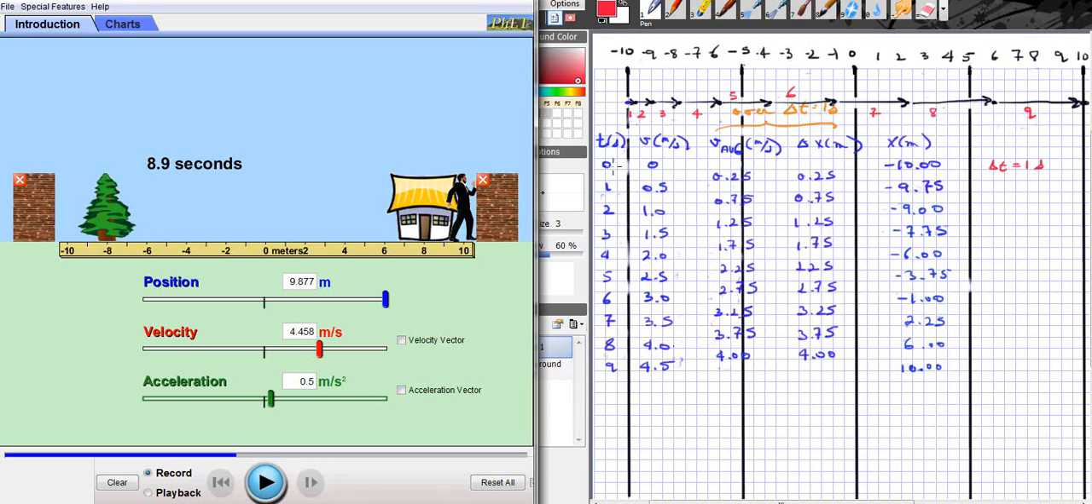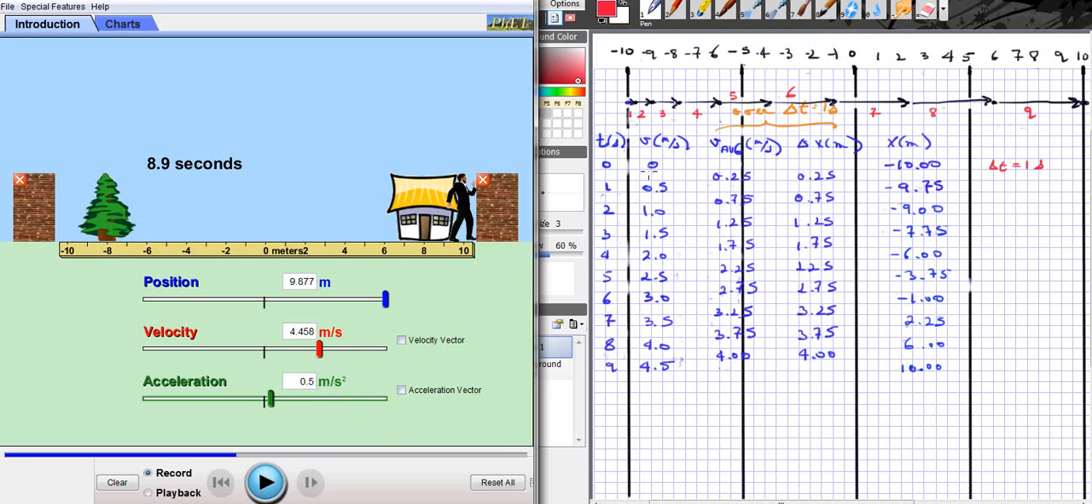So the starting premise is that he starts with 0 meters per second instantaneous velocity, so that's the term we're going to use here, at position minus 10, and in every subsequent second his velocity increases by 0.5 corresponding to this acceleration. So in other words, the change in velocity per unit time is 0.5 meters per second. In other words, it's 0.5 meters per second squared.